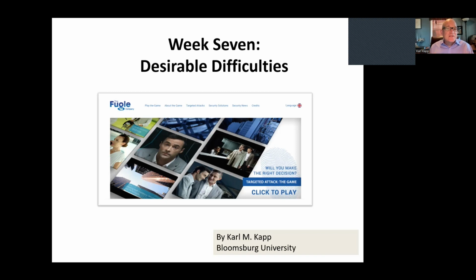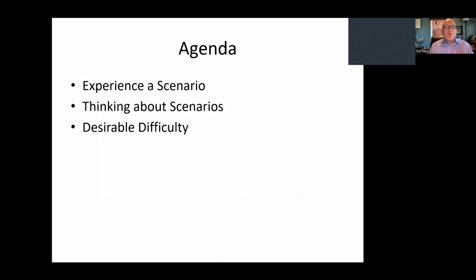So this week, we're going to talk about desirable difficulties and how they relate to creating branching scenarios. So first, we're going to experience a scenario. As your homework, I'm going to ask you to go through a scenario and then turn something in to the assignments, just like you did last week. Then we'll think about scenarios and then we'll talk about desirable difficulty.